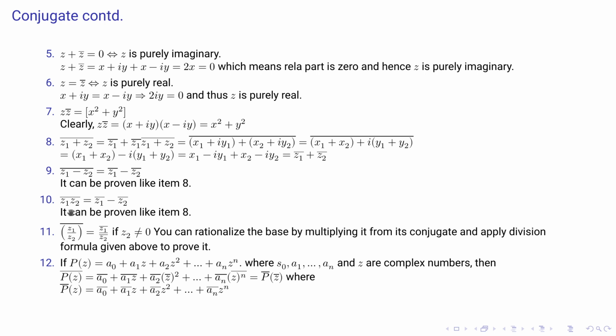Tenth property is conjugate of z1 z2 bar is equal to, now this is wrong. This should be conjugate of z1 into conjugate of z2, which you can prove like 8.